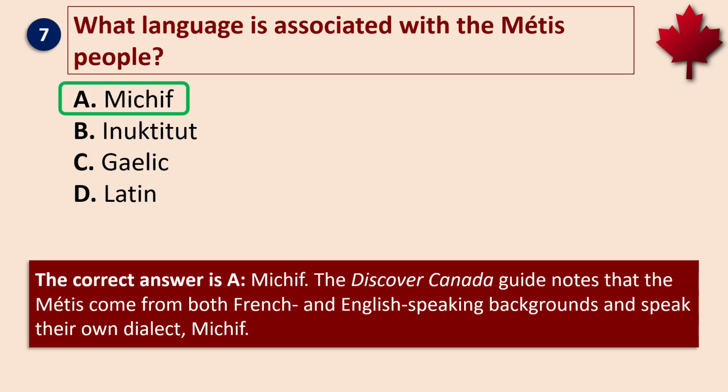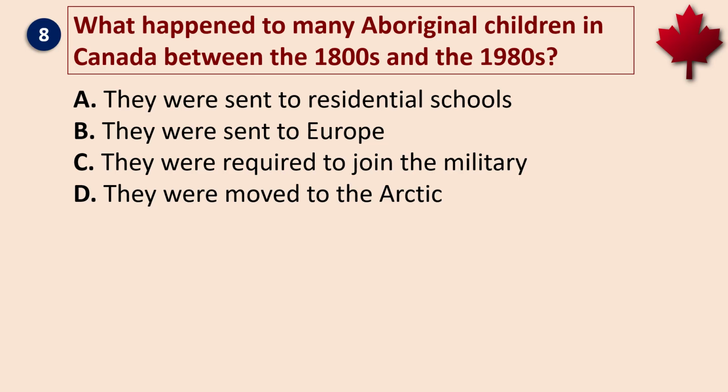The correct answer is A. Michif. The Discover Canada Guide notes that the Métis come from both French and English-speaking backgrounds and speak their own dialect, Michif. What happened to many Aboriginal children in Canada between the 1800s and the 1980s? A. They were sent to residential schools. B. They were sent to Europe. C. They were required to join the military. D. They were moved to the Arctic.